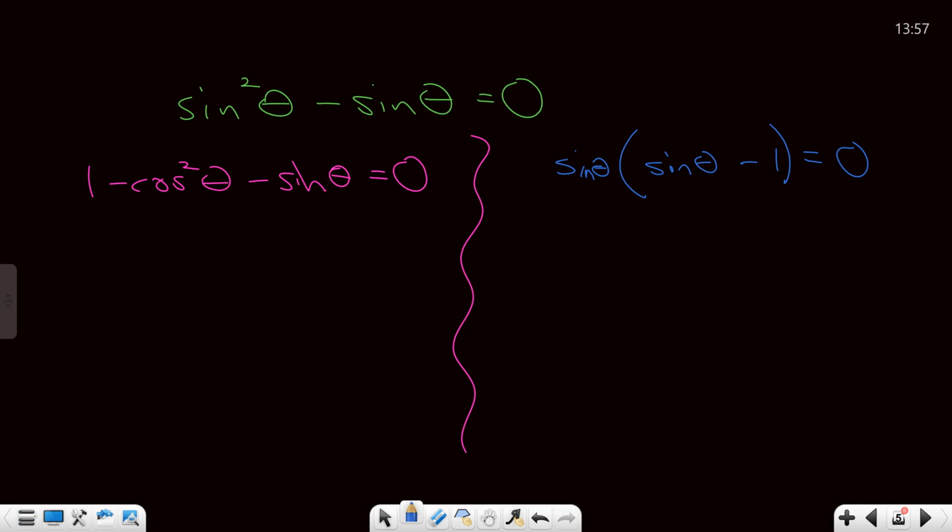Next major rule. What is the zero product rule? If A times B equals 0, what does that tell you about A and B? One of them equals 0. Do we know which one? No. So what do we assume? They both could be 0. Oh, look, 2 answers. If we would have divided by sine, we would have lost one of those answers.